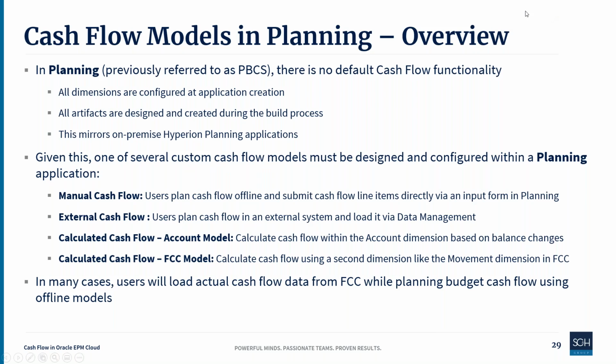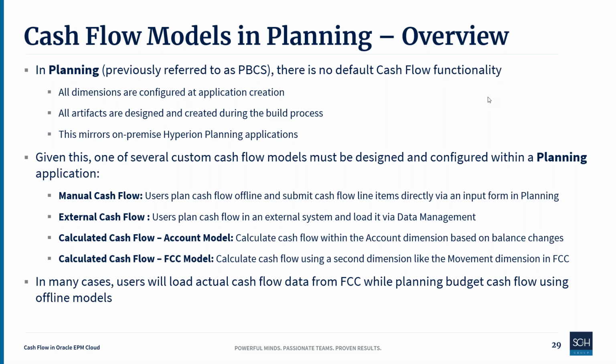In terms of our planning applications, we have no default cash flow functionality, as opposed to FCC, where there's that system baked-in functionality. There's no default cash flow within planning, so you're going to have to build your own. Dimensions are configured at application creation and designed and created during the build process. There's no default dimensionality, but you can build your own.